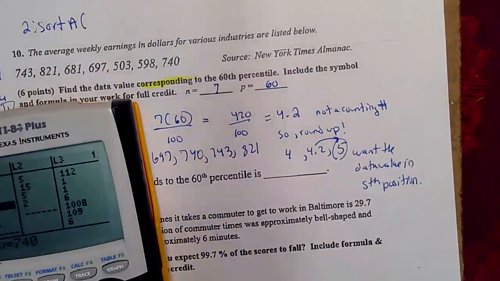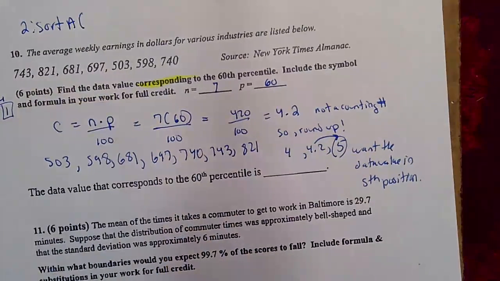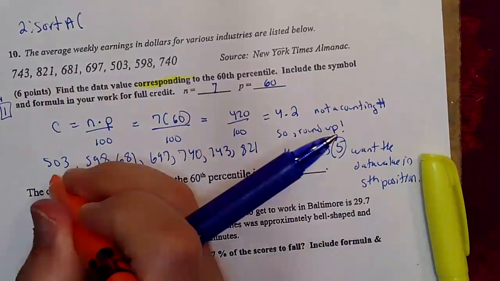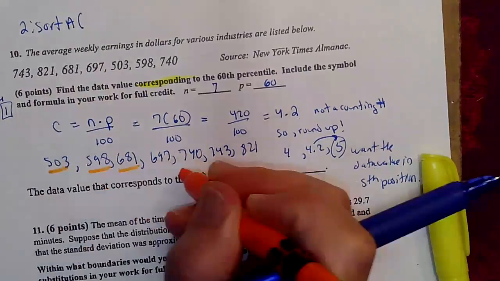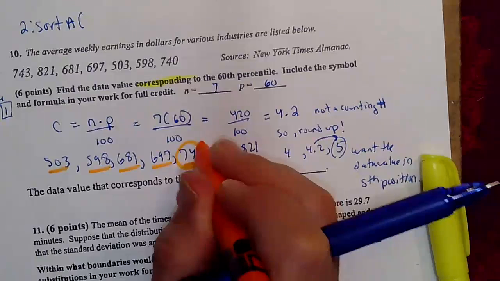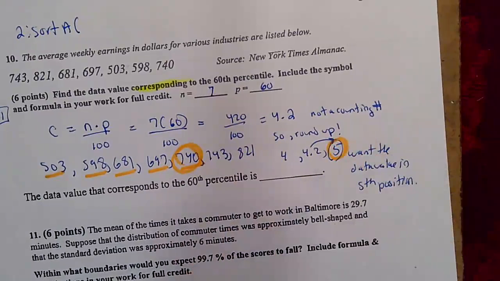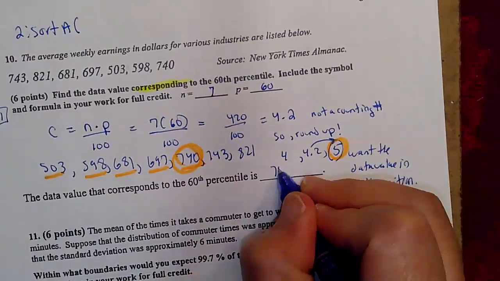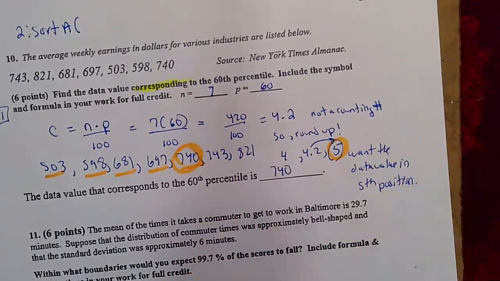But the fifth one is 1, 2, 3, 4, 5. That's the fifth one, fifth position. So that means the 60th percentile is 740. Okay.